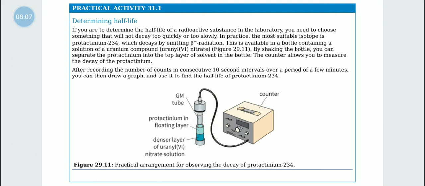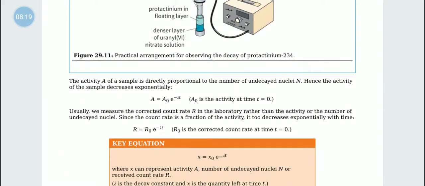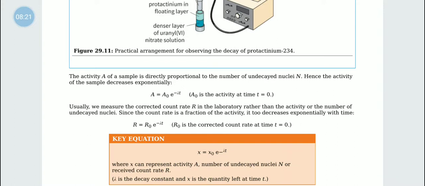So if we measure the counts in consecutive 10 seconds over a period of a few minutes, we will be able to draw a graph, and we can use that graph to obtain the half-life of it. That is not much of a bigger deal and nothing complicated about it. We just need to take a certain time sample, get the number of counts for a period of time, and then draw a graph against time.